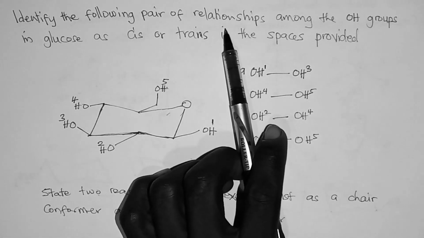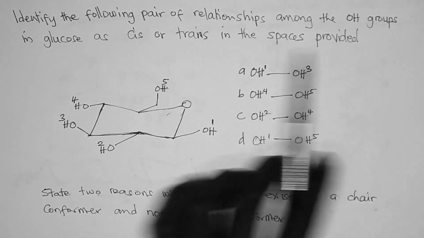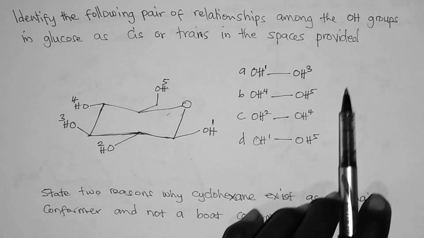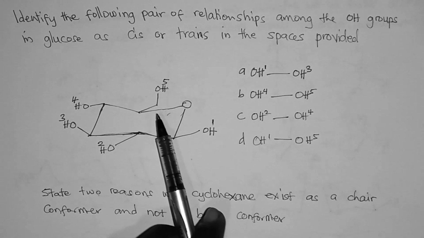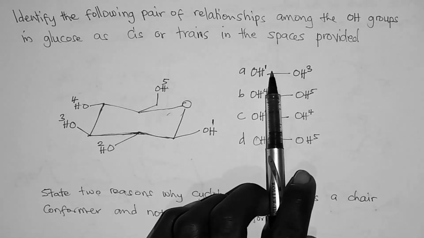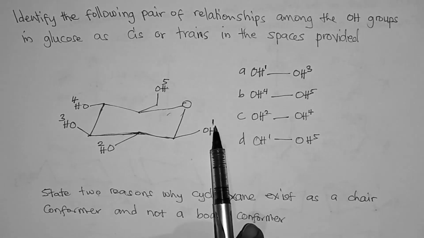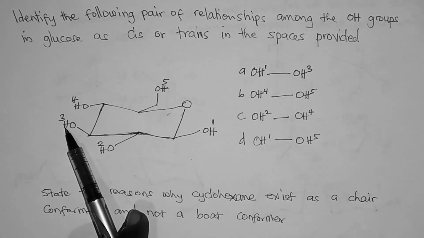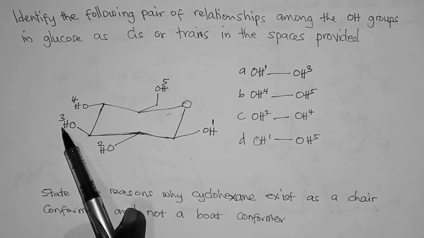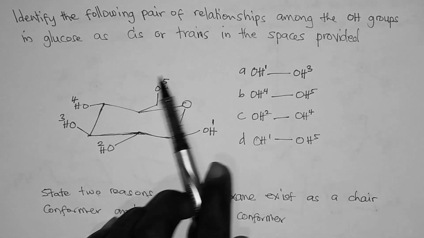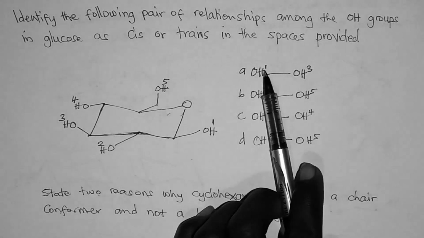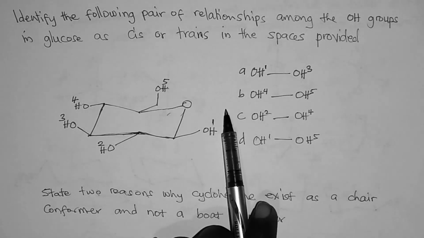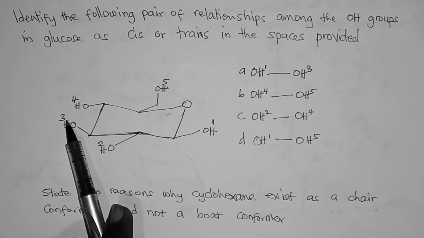Identify the following pair of relationships among the OH group in glucose as cis or trans in the species provided. So now, it says that OH, so they've labeled them. You see that this OH is 1, OH is 2, and then this also OH is 3, this OH is 4, and then this one is 5. So OH1 and OH3.